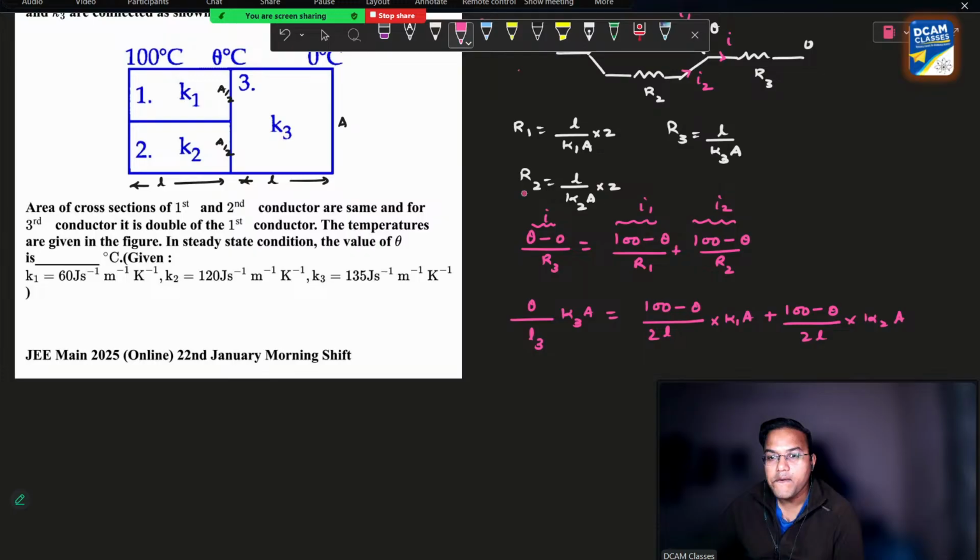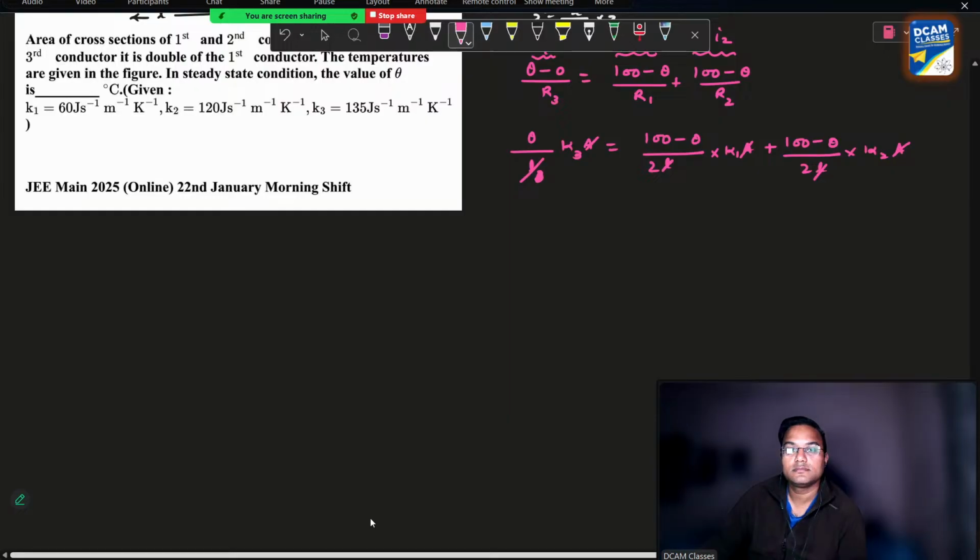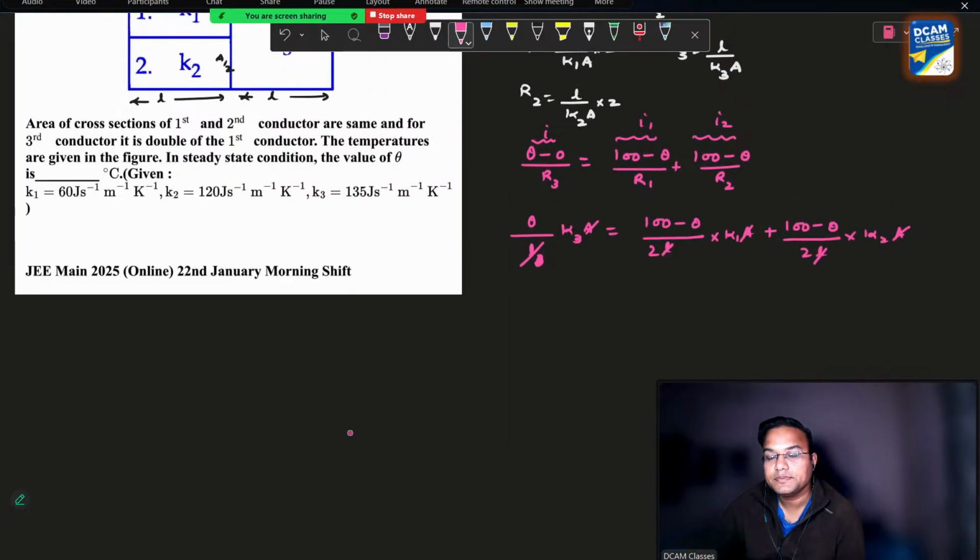Now, why have I written L3? This and this L will cancel. Again, area also will cancel. K1, K2, K3 they have given. So theta into K3 135 will be equal to 100 minus theta by 2 into K1 plus K2. K1 plus K2 is 120 plus 60, 180. So theta into 135 is equal to 90 into 100 minus theta.